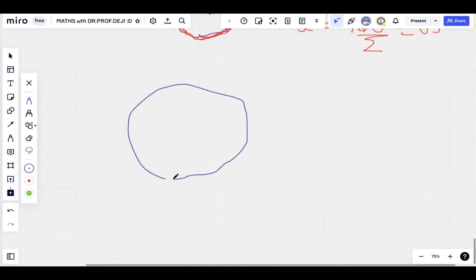Okay, my circles are not too nice, but you have to manage. You have an angle here. Okay, this one is too ugly. I want to delete it. I don't like it.